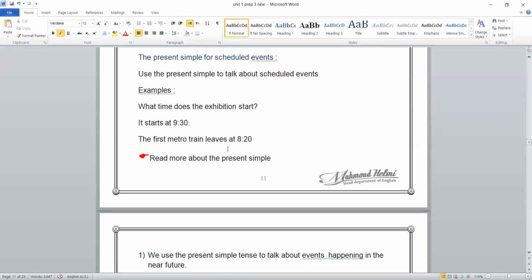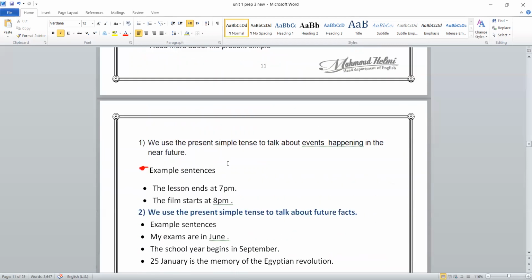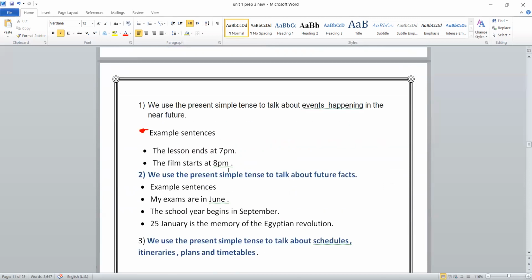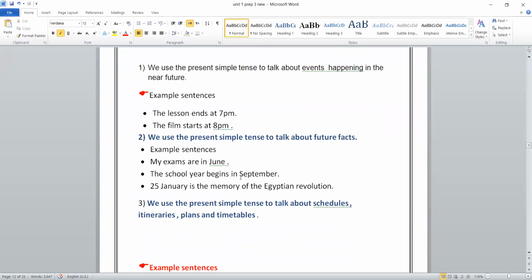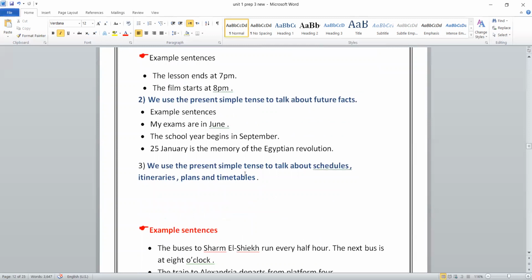The first metro train leaves at 8:20. Read more about the present simple. We use the present simple tense to talk about events happening in the near future. Example sentences: The lesson ends at 7 p.m. The film starts at 8 p.m. We use the present simple tense to talk also about future facts. My exams are in June. The school year begins in September. 25 January is the memory of the Egyptian revolution.